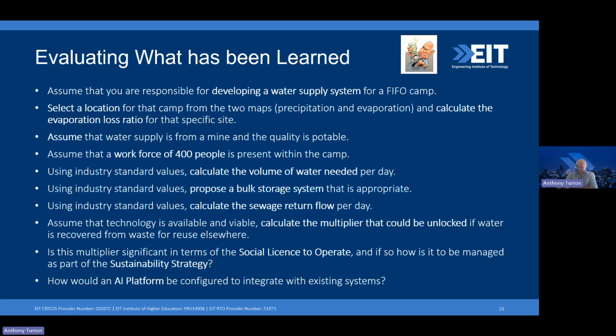And now we start getting into the sort of what ifs for the future. Propose a bulk storage system that is appropriate, but using industry standard values. Also calculate the sewage return flow per day. So of that total volume of water that's needed for 400 people, how much of that goes into sewage return flows? And now we start asking questions, assuming that the technology is available and viable. Calculate the multiplier that could be unlocked if water is recovered from waste for reuse elsewhere.